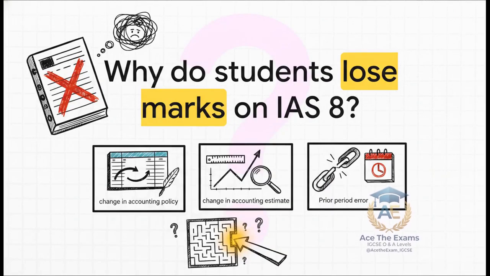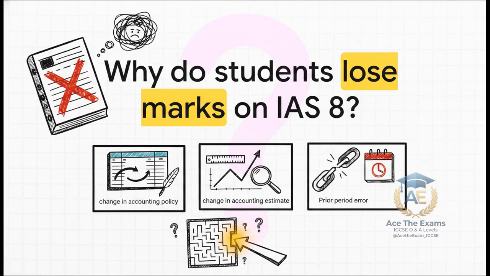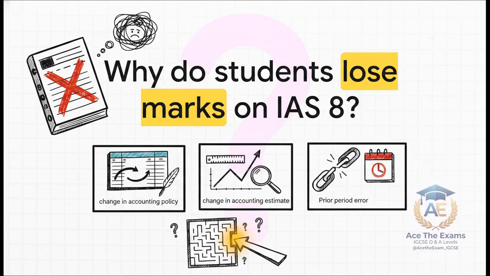So, let's kick things off with a massive, high-stakes question. Why do incredibly smart, well-prepared students consistently drop easy marks on IAS 8? I see this year after year in the principal examiner reports, and honestly, it's a frustrating reality. To understand this, I want you to imagine two different types of top-tier scholars taking this exam. Let's call them Alex and Sam.